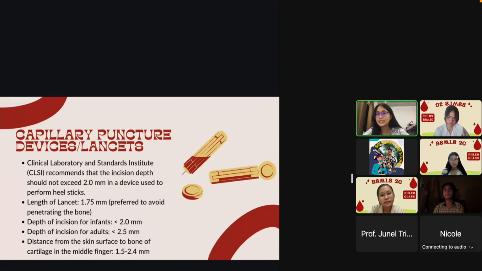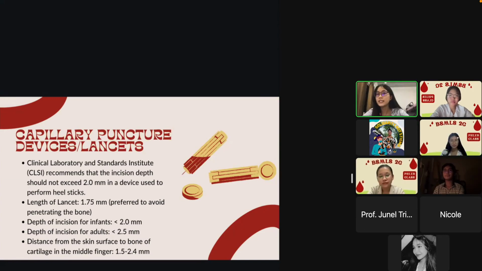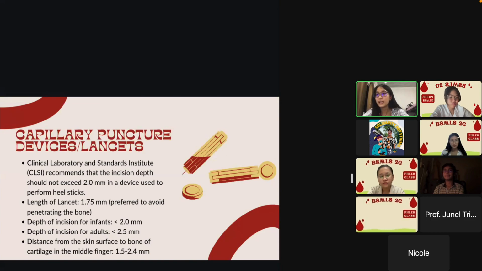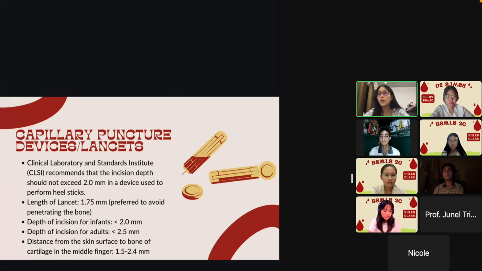So they are specifically designed to be used for finger or heel puncture. So both types of devices are required to have the OSHA safety features. Ano nga ba ang OSHA? OSHA is your Occupational Safety and Health Administration. So this includes the use of retractable blade or needle to reduce the risk of sharp injury. Sa lancet kasi, pwede yung tayo mismo yung magpiprick or meron tayong device na i-click mo lang siya then magre-retract na mismo yung blade.